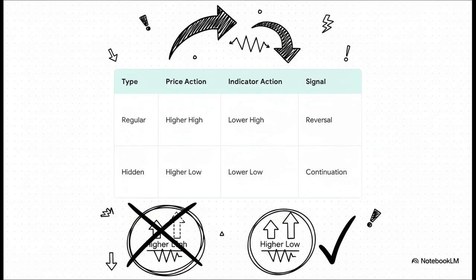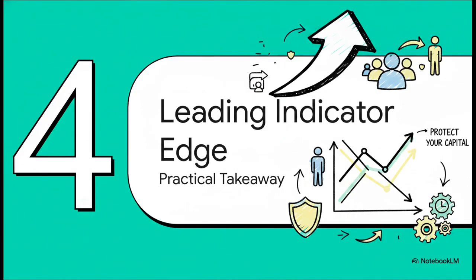No way. You simply cannot confirm a divergence while the candle is still forming. A sudden spike in volume can completely erase the divergence in the last 5 seconds of an hourly candle. So you always have to wait for the close to confirm the signal. Which leads us right into Section 4, the leading indicator edge.